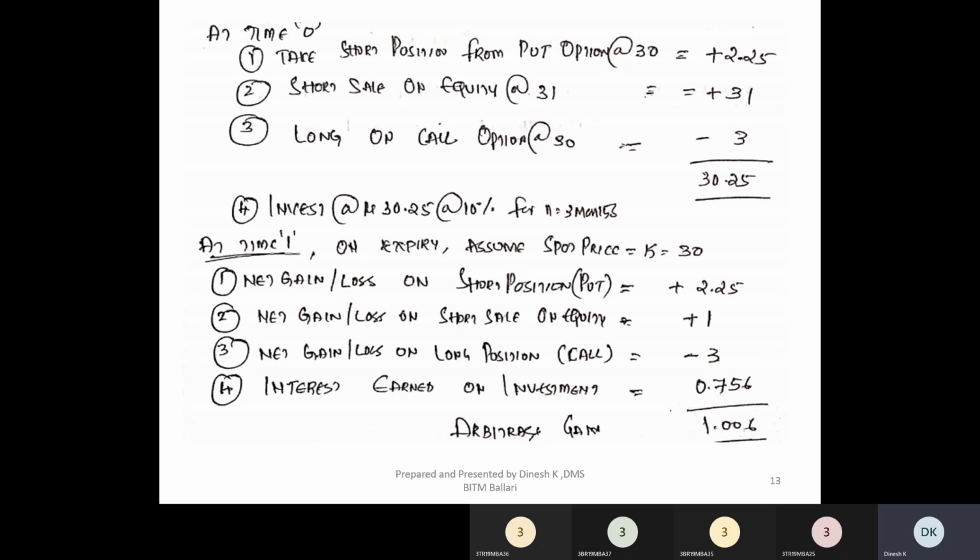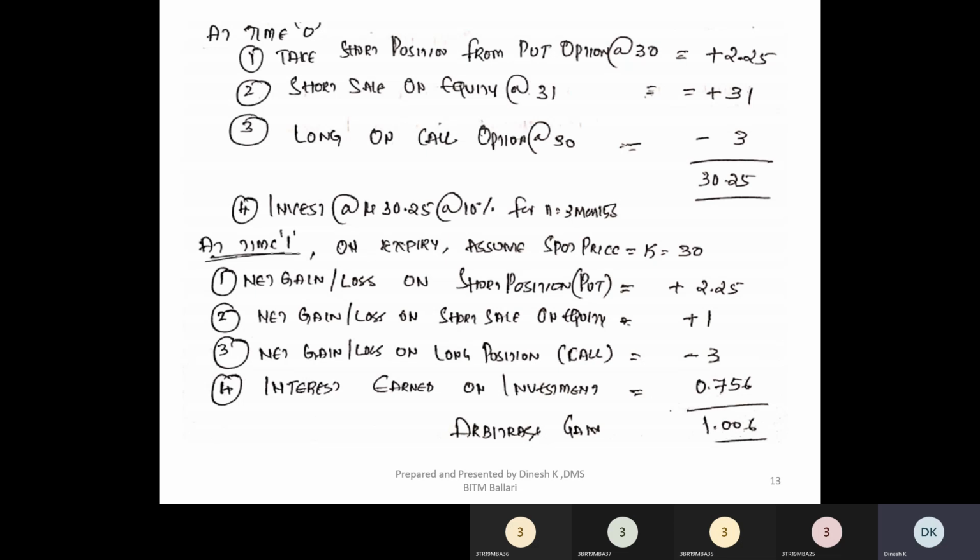You as a put seller have an obligation to buy at 30, even though you know that the market price is less, but still you have to buy at 30. So when the price decreases, you will be making a loss. When the price rises, you will not be making any loss, but you will be enjoying the premium of 2.25. That is in the case of a short position on a put, right?